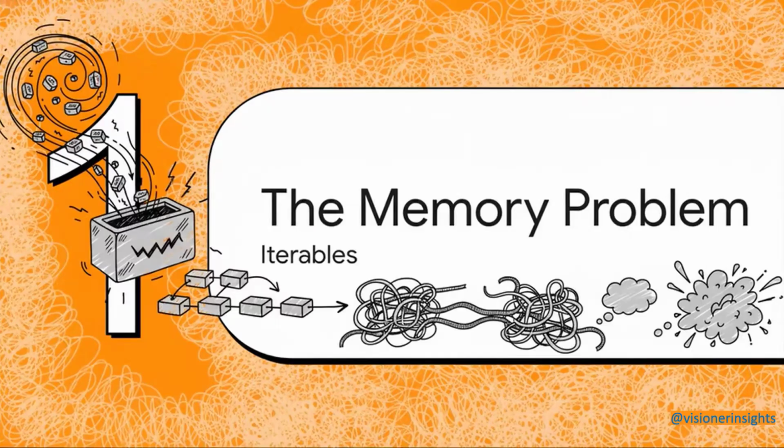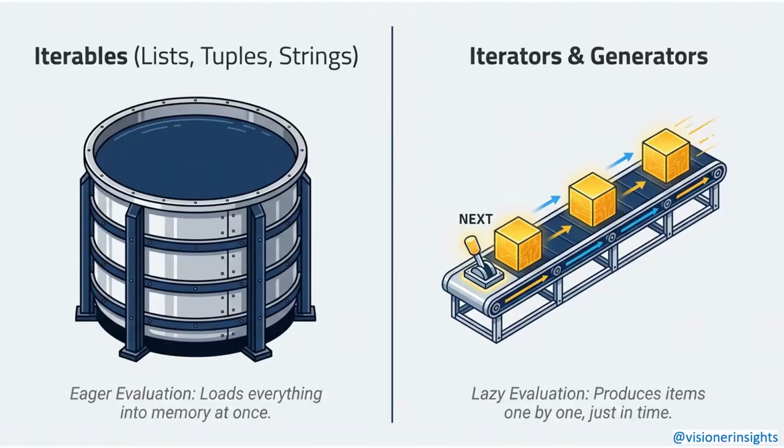Let's look at the absolute most common trap developers fall into when dealing with lots of data. So let's visualize how we process data. Over on the left, we've got standard iterables. We're talking about your everyday lists, tuples, and strings. They use what's called eager evaluation. Think of this literally like a massive water tank. If you have 1 million items, Python eagerly loads all 1 million of them into your computer's RAM at the exact same time. It's incredibly heavy.